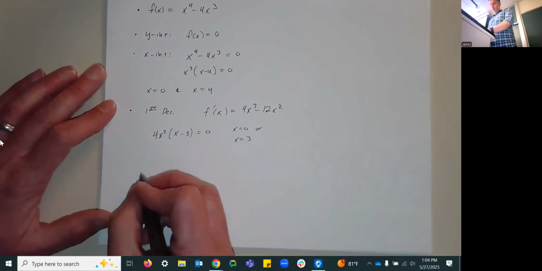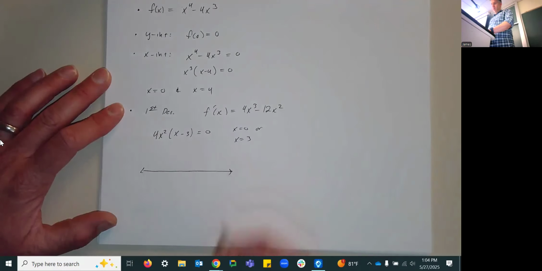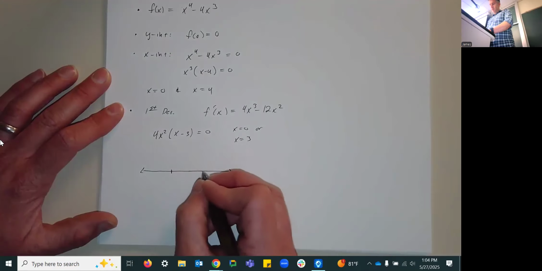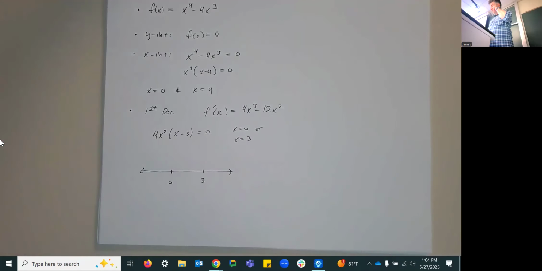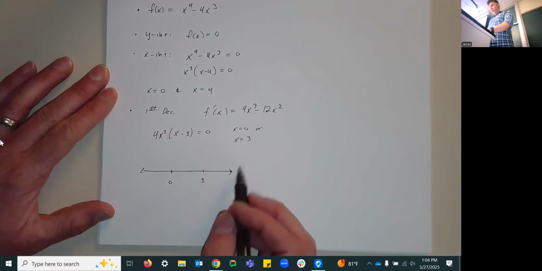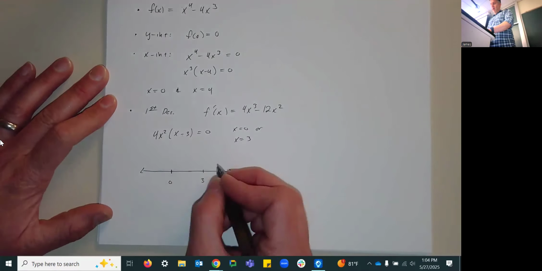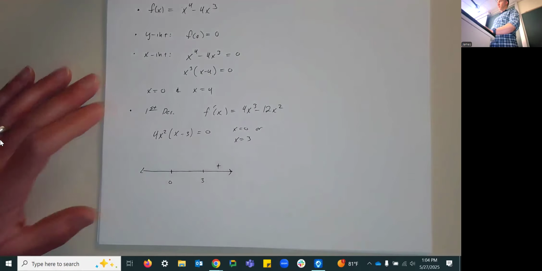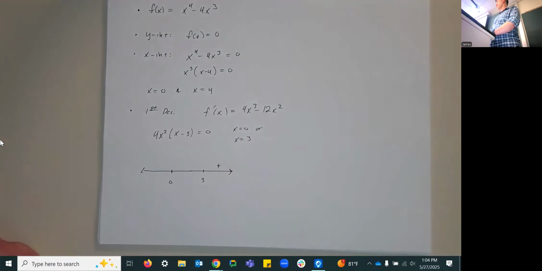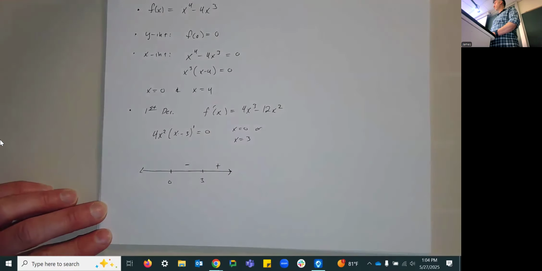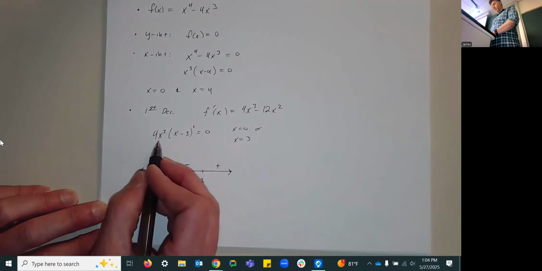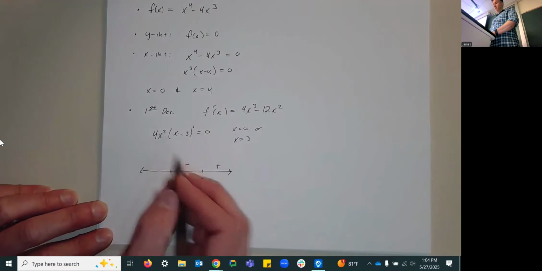Now we're going to plot those on the number line, 0 and 3. Pick a number larger than 3, like 4, it's positive. And now I'll point out the other way of doing this. Instead of keeping on picking numbers to see if it's positive or negative, I'm going to say, great, 3 came from this factor. That factor has an odd power, so the sign's going to change. 0 came from that factor. That factor has an even power. The sign is going to stay the same.